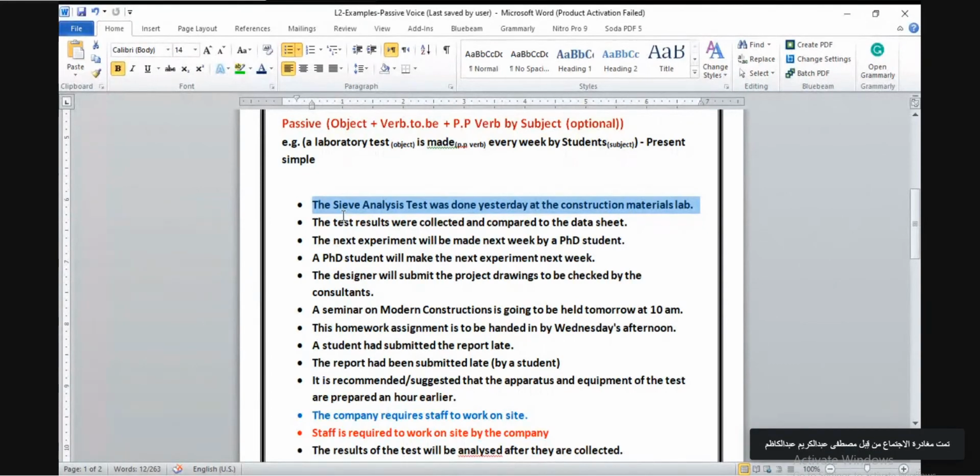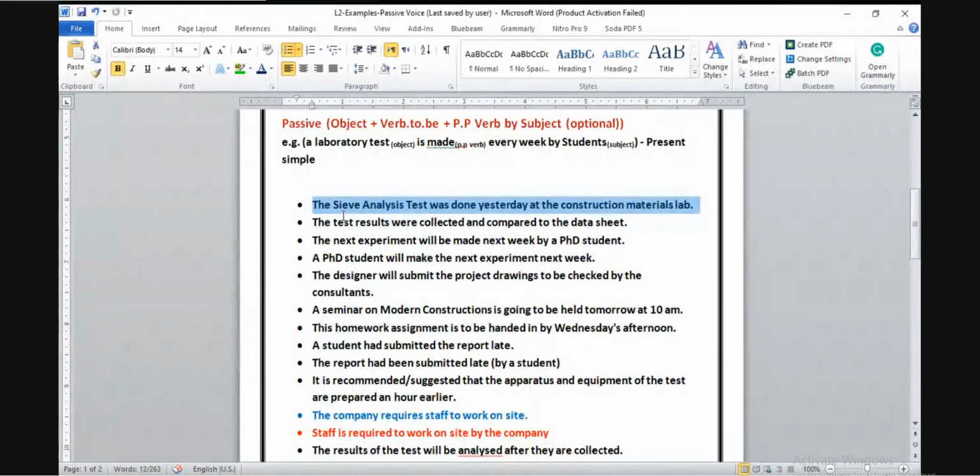Do you understand the meaning of this sentence? Do you understand what it means? يعني فاهم شو تعني؟ Yes, of course. I know that you know it in Arabic, but you know what it means. Now, is it passive or active, this sentence? Passive. It is passive. Good.